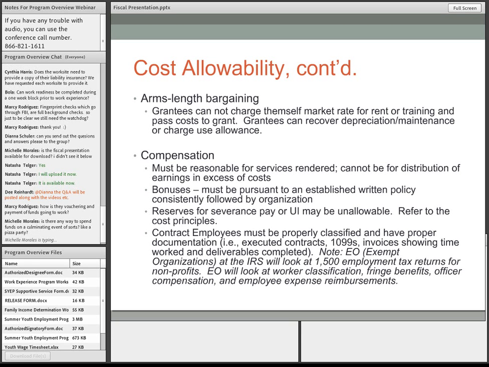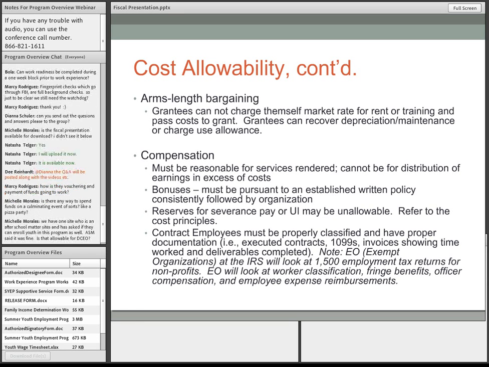One of the important pieces is compensation. This relates to your payroll. The cost must be reasonable for the services that are rendered. It cannot be for distribution of earnings in excess of cost. For instance, just because you have these grant funds, you can't just give people bonuses because we got some grant funds left. No, can't do that. If you do give bonuses, it must be pursuant to an established policy that you already have that is consistently followed by your organization.